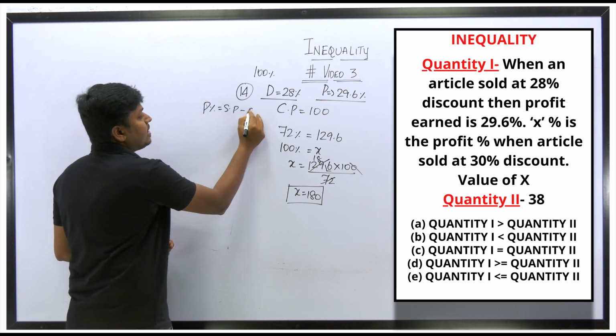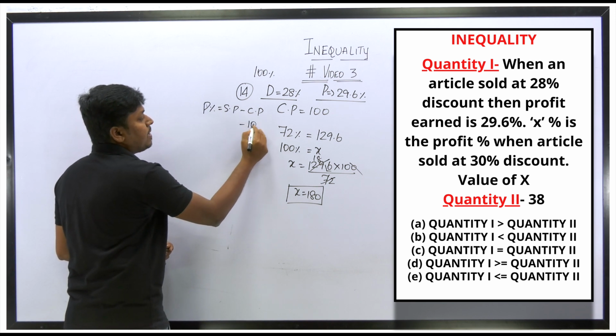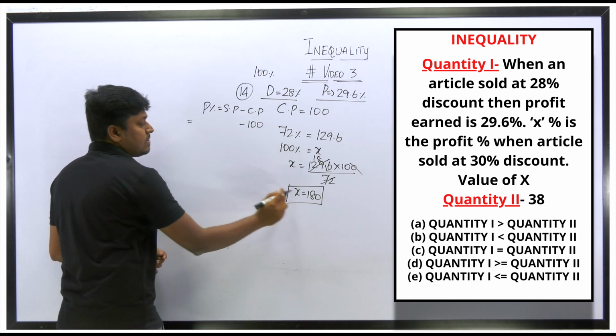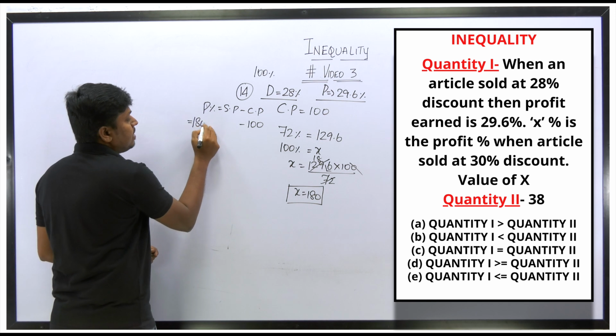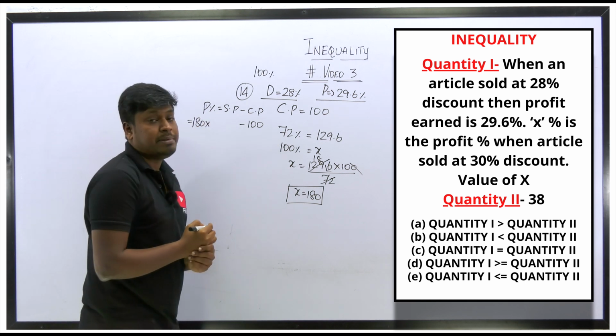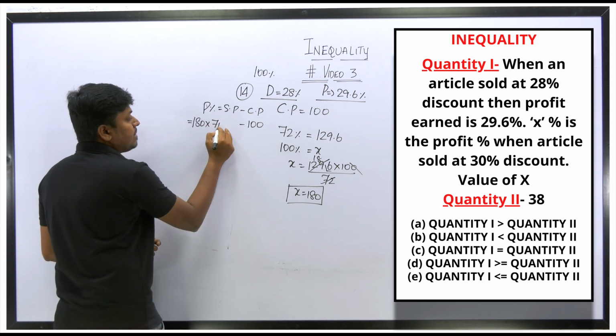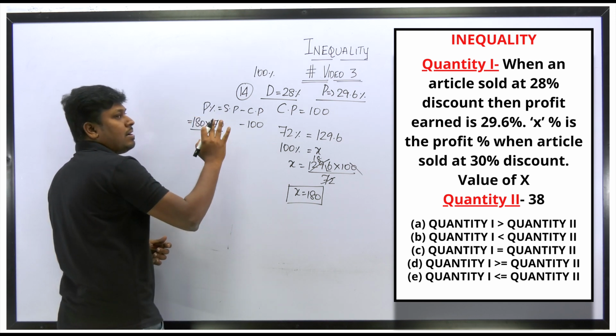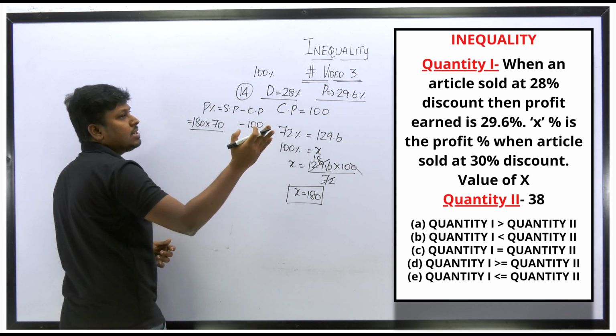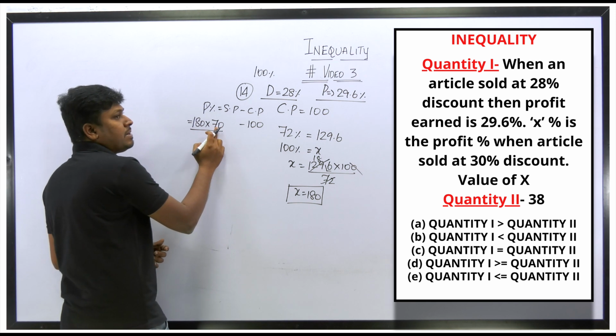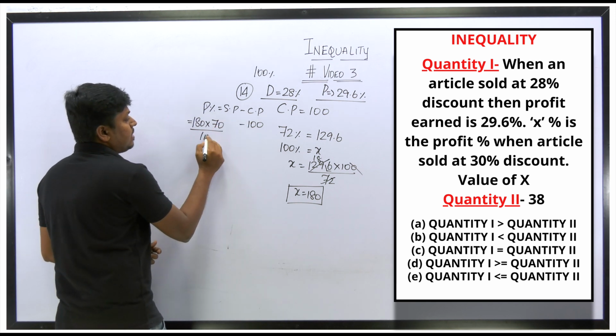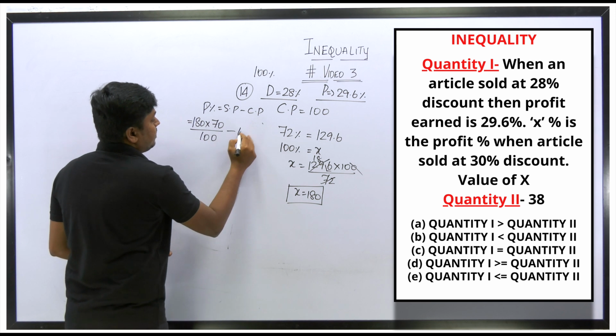So selling price minus cost price. We know the cost price of the article is 100. So selling price is how much? From 180 rupees, how much discount is he giving? 30% discount. So 30% discount will be from 100, right? If from 100, 30% discount has been given, then 70% will be the selling price. So divided by 100. Got it? So minus the cost price 100.